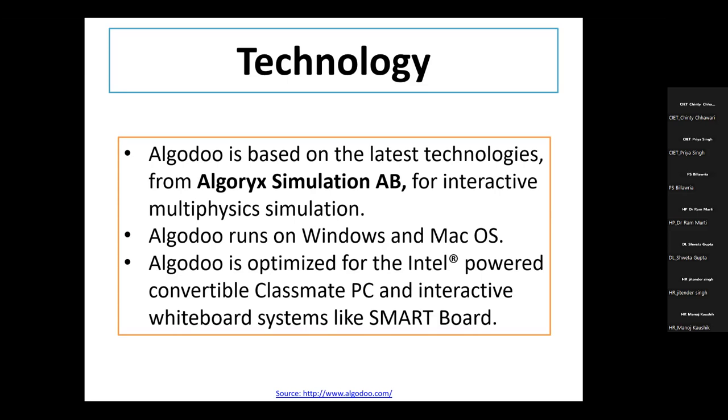And Algodoo Windows or Mac OS पे दोनों पे run कर सकती है. Even we can download it on our iPad. So we can use it on these interfaces. And this is optimized for the smart board. If we have a smart board in our classroom, it is very optimized for it. We can use it in the class. We can create a simulation in front of the students, or ask the students to create something using their creativity.